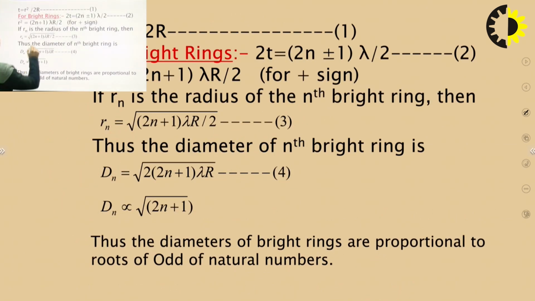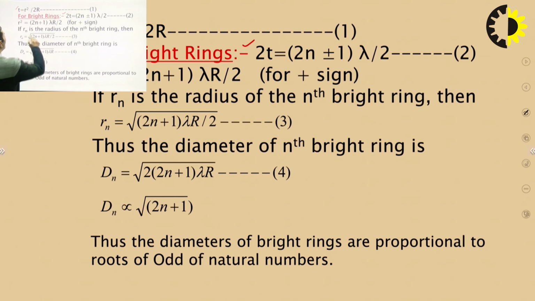So by using this relation, we have the relation between the thickness of the film and the radius of the rings. To find the diameter of the rings, we will use this relation between the thickness of the film T and the radius of the rings small r. First, if you want to find the diameters of bright rings, we put the condition for the formation of bright rings, 2T equal to (2n plus minus 1) into lambda by 2.